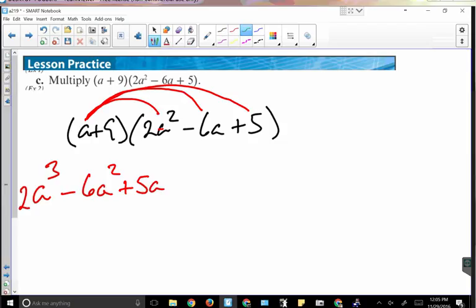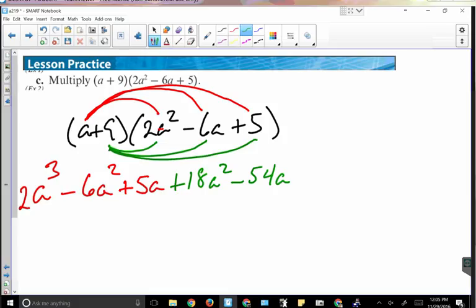So now, down here, this times this. 9 times 2a plus 18a squared. 9 times over here, well, 6 times 9 is 54, right? So this would be negative 54a. Last one, 9 times 5. Well, that'll be plus 45.